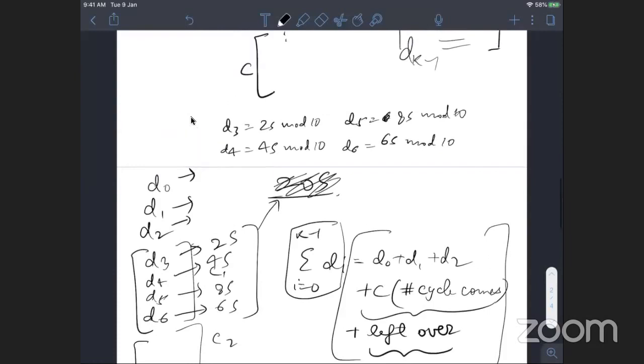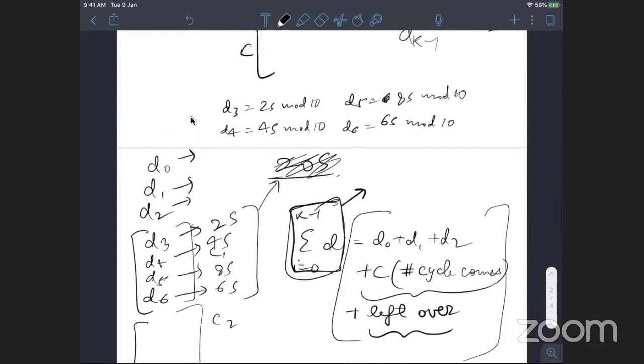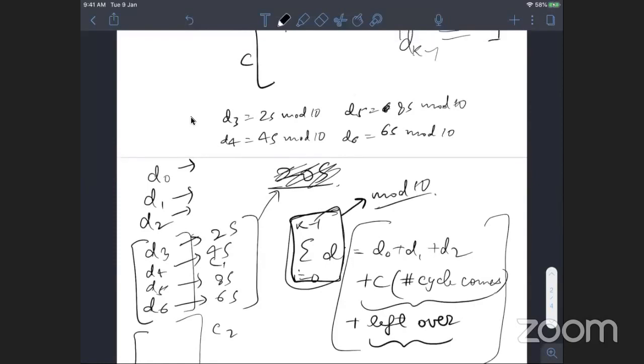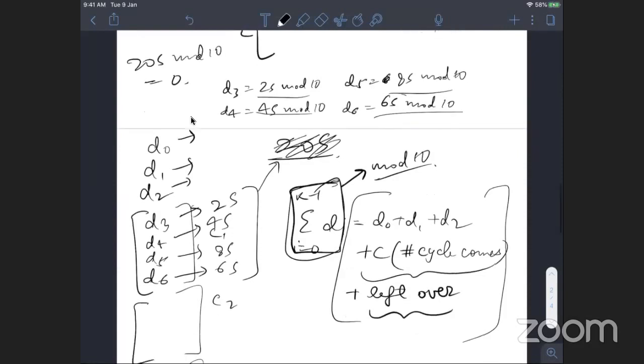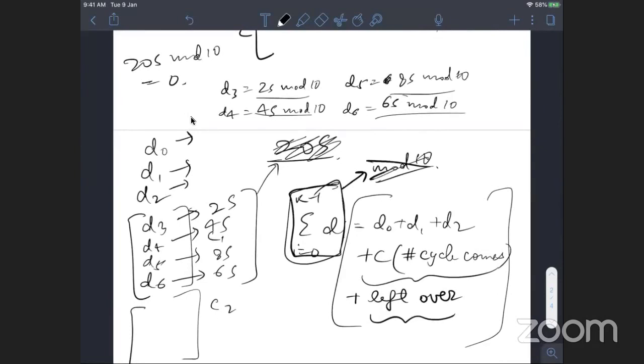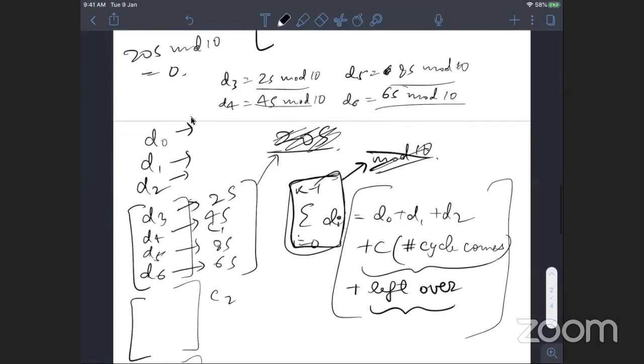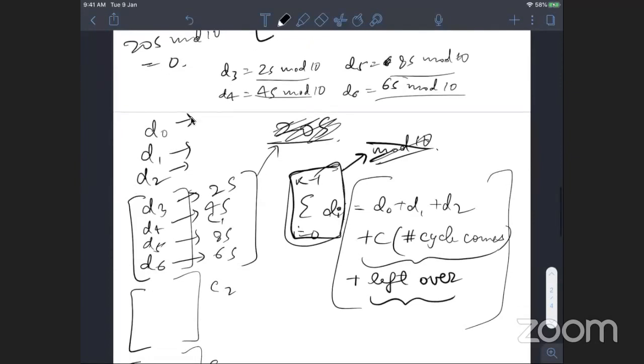Now, when we are taking the sum of digits here, we are not taking them under modulo 10. So we can't just say that take 2s plus 4s plus 8s plus 6s, 20s mod 10, which is equal to 0. You can't do that because here we are not taking the sum under modulo 10. We are just taking the sum of all the digits, right? And then we want to check whether it's divisible by 3 or not. So it's a very slight detail, but it's important to understand that you're just taking the sum of the digits. You're not taking the sum of the digits under modulo 10.